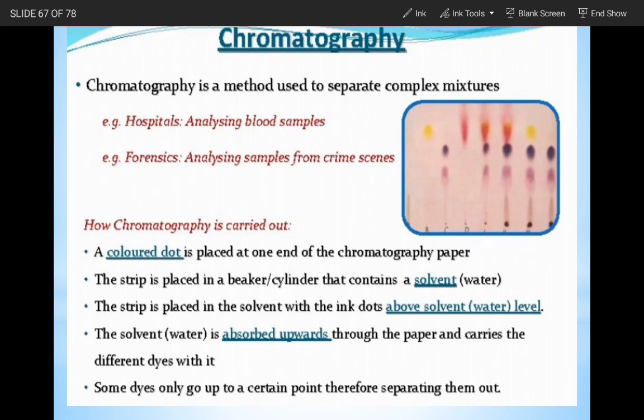How chromatography is carried out: a colored dot is placed at one end of the chromatography paper. The strip is placed in a beaker that contains a solvent, with the ink dot above the solvent water level. The solvent is absorbed upwards through the paper and carries the different dyes with it. Some dyes only go up to a certain point, therefore separating them out.